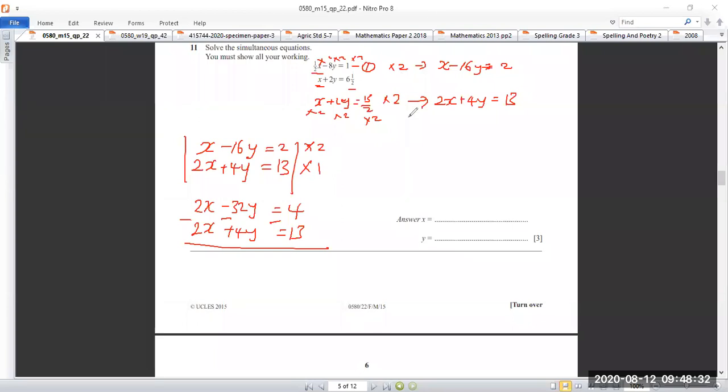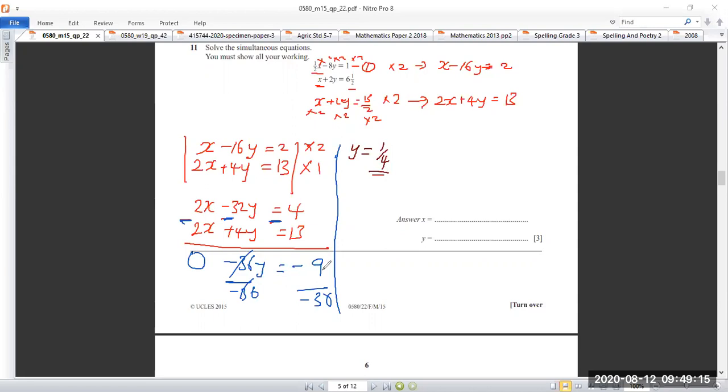We subtract throughout. So this is 0, and this is minus 32 plus 4, which would be minus 36y is equal to 4 minus 13, which is equal to minus 9. So we divide both sides by minus 36. This and this cancel, and we come here. It comes to 0.25. Our y is a quarter.